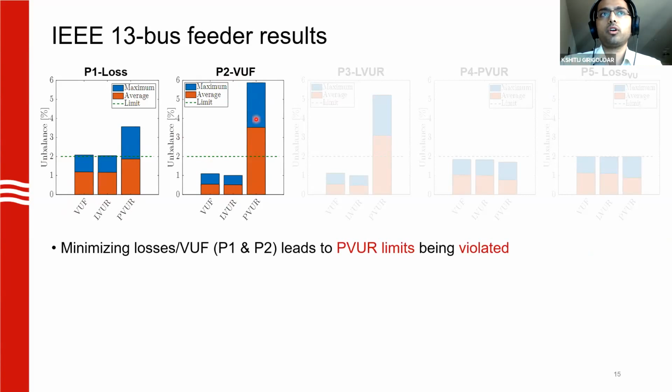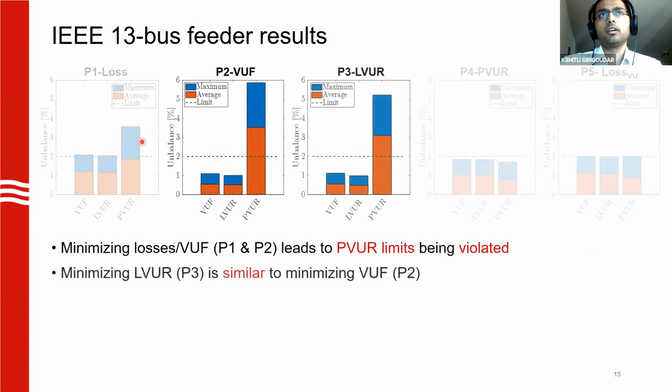But we see that PVR actually increases compared to P1 loss case. Same is the case when we minimize LVUR. So you can see that these 2 plots are very similar. So that essentially says that LVUR is a good approximation of VUF.